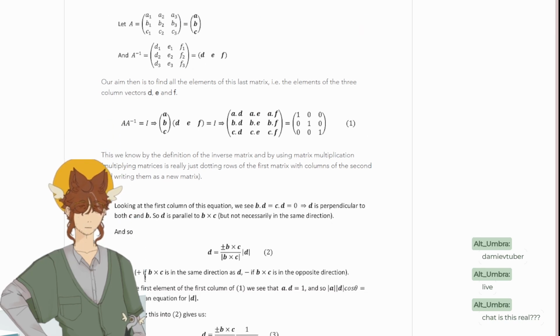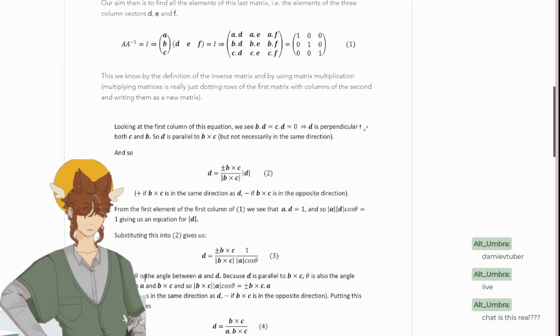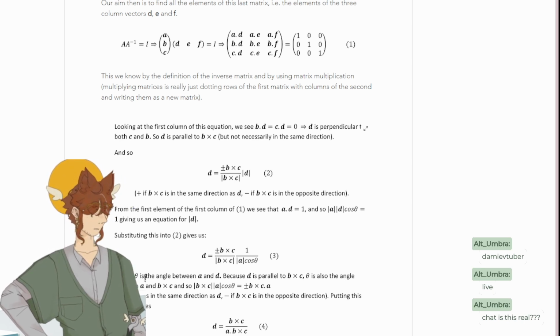Looking at this column, we can see that BD equals DC equals 0. D is perpendicular to both B and C, so D is parallel to B cross C. So D equals plus or minus B cross C over the magnitude of B cross C. On the first element of the first column, we see that AD equals 1, so AD cosine theta equals 1.